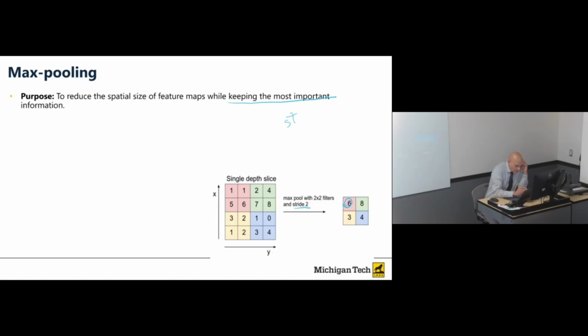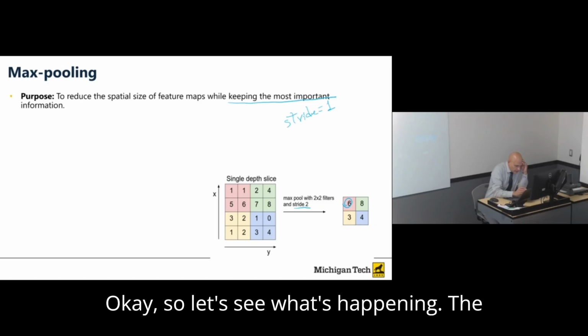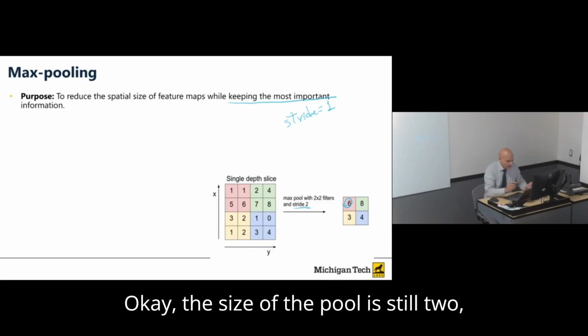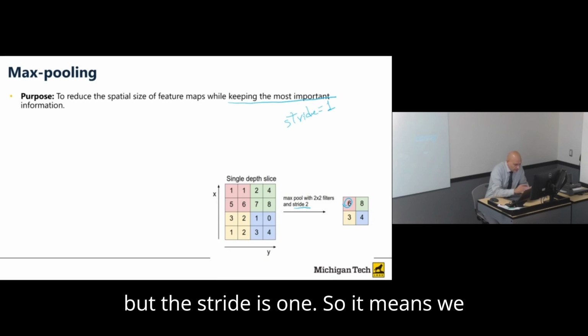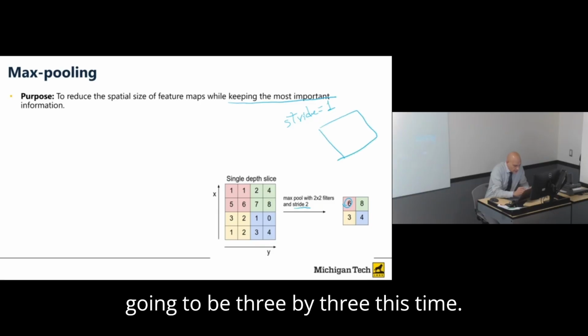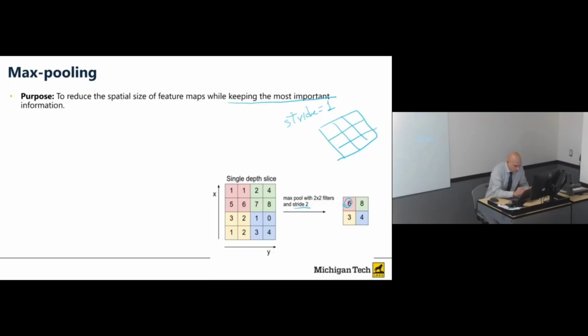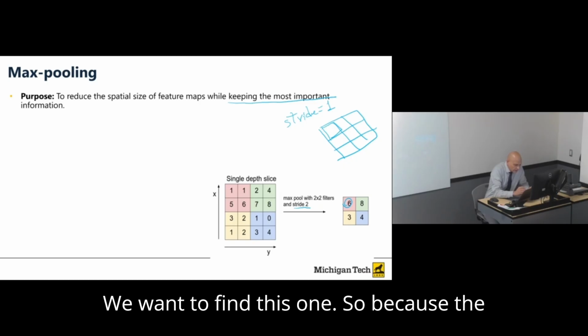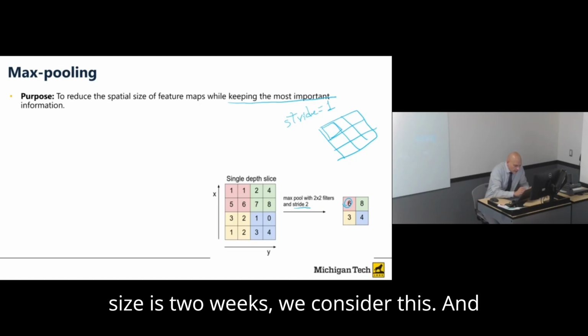If the stride is 1, let's see what's happening. The size of the pool is still 2, but the stride is 1, so it means we move 1 by 1. The result is going to be 3 by 3 this time. How do we find it? First, find this one. Because the size is 2, we consider this, and the max is 6.